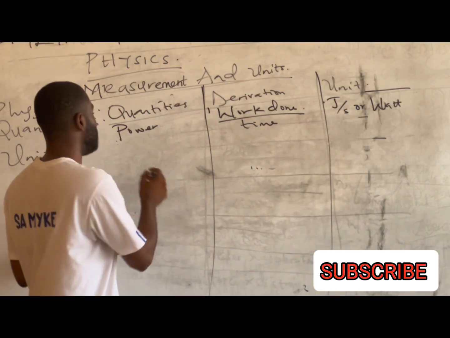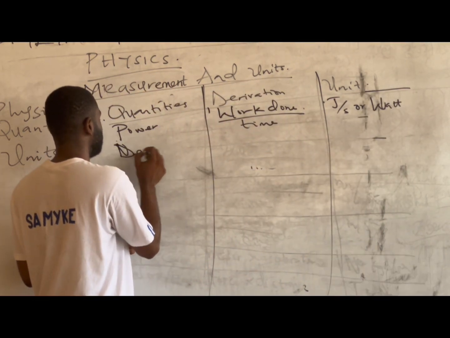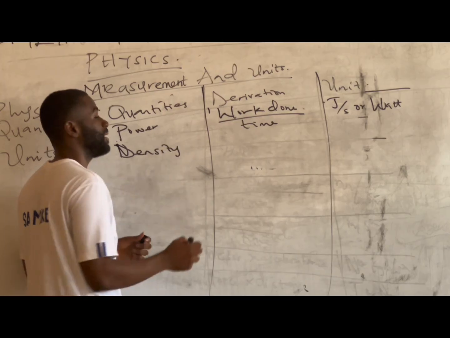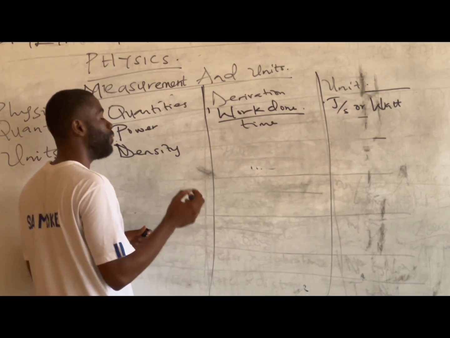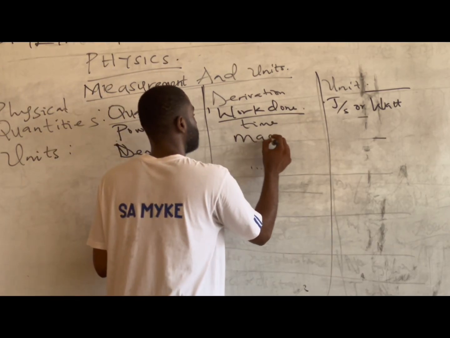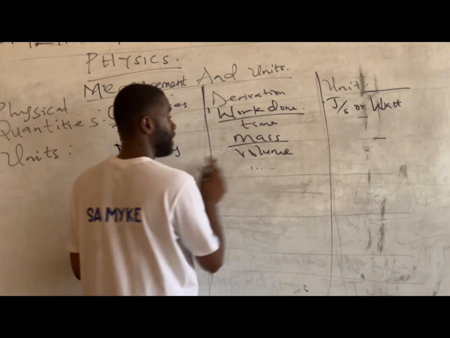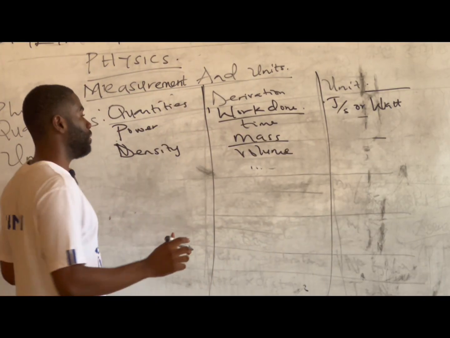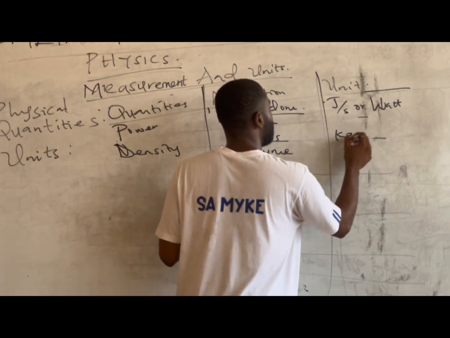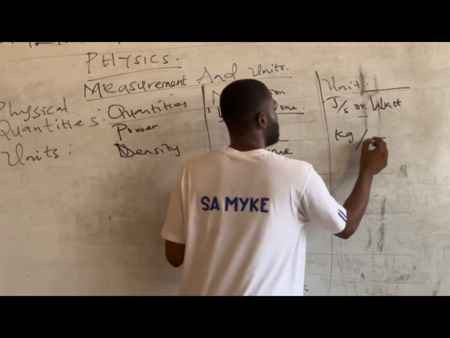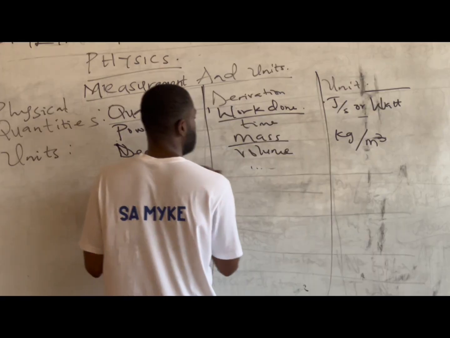Another example is density. The density of a body is gotten by the ratio of mass to volume. So density is mass over volume. So the unit for mass is kilogram and the unit for volume is meter cube. I hope you are following.